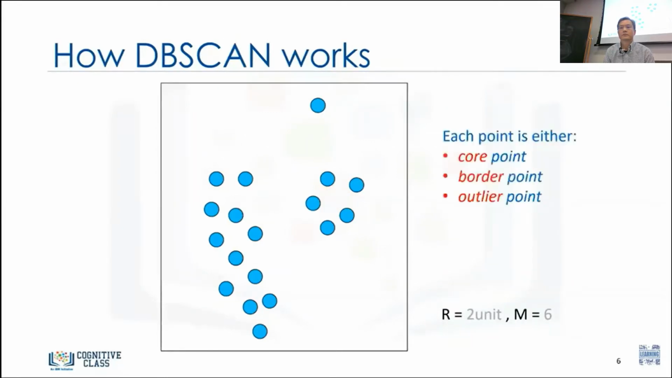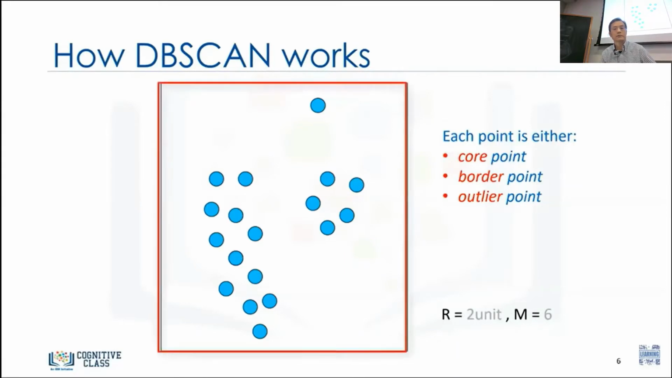To see how DBSCAN works, we have to determine the type of points. Each point in our data set can be either a core, border, or outlier point. Don't worry, I'll explain what these points are in a moment. But the whole idea behind the DBSCAN algorithm is to visit each point and find its type first. Then we group points as clusters based on their types.